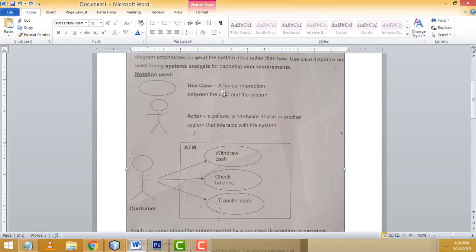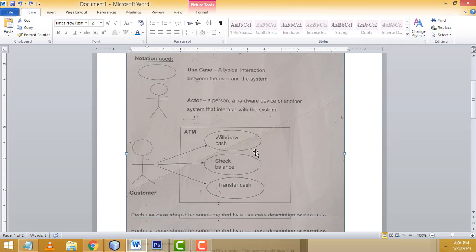Now here, this is the use case, a typical interaction between the user and system, right? This is the use case. This is the actor. An actor means a person, hardware device, or another system that interacts with the system, right?